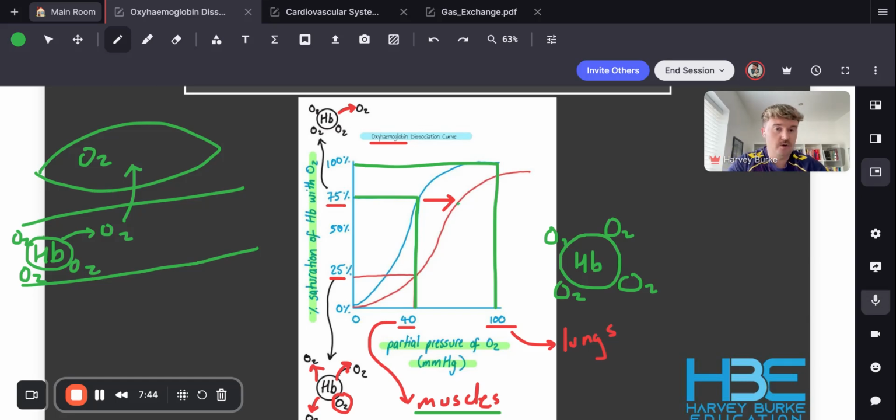Now, the important thing that they're going to ask you about is, well, what does the Bohr shift show? And I think some students get a bit lost with this, thinking that there's a Bohr shift that happens in the body. There isn't. It's purely just an illustration on a graph.